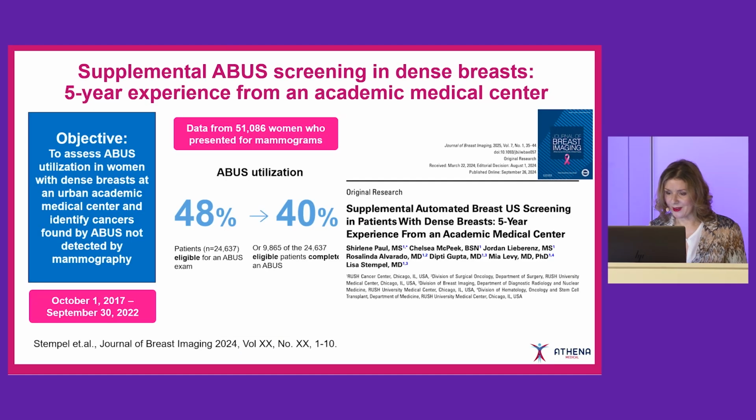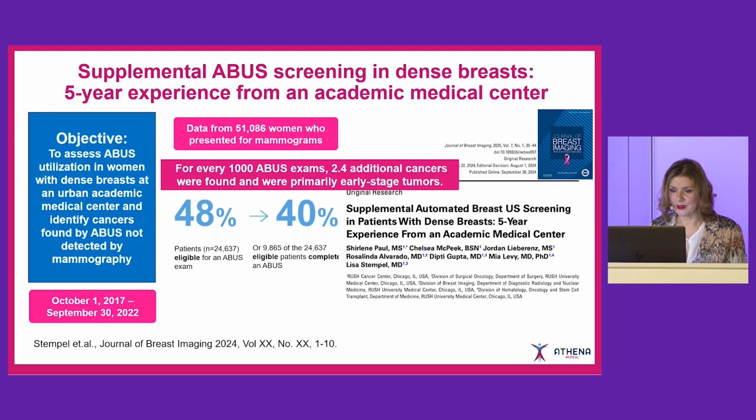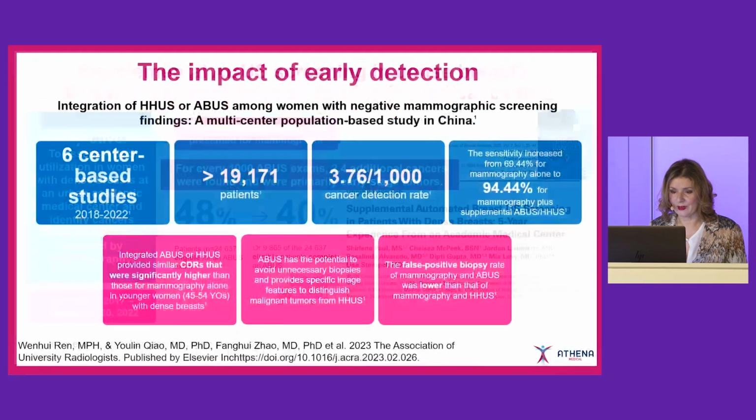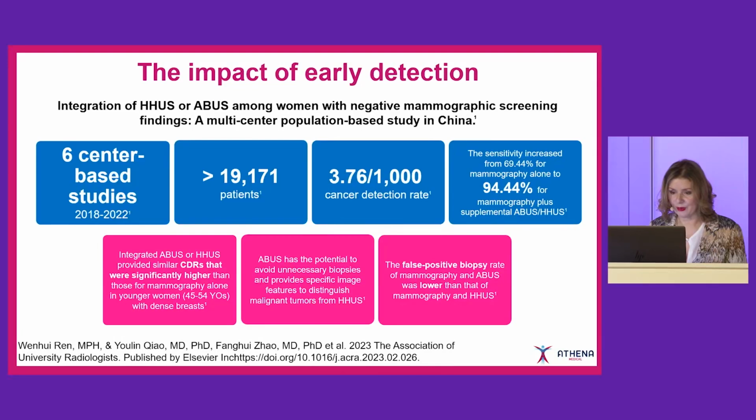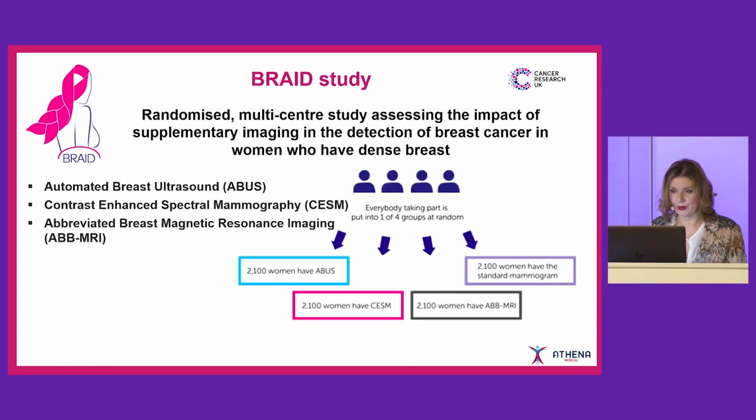An interesting study recently published from Chicago has shown that there is great acceptability of ABUS utilization. This study also showed that there were 2.5 additional cancers found per 1,000 ABUS examinations performed, and most of these cancers were primarily at early stage. Another study from China showed that the incremental breast cancer detection was 4 cancers per 1,000 women screened.